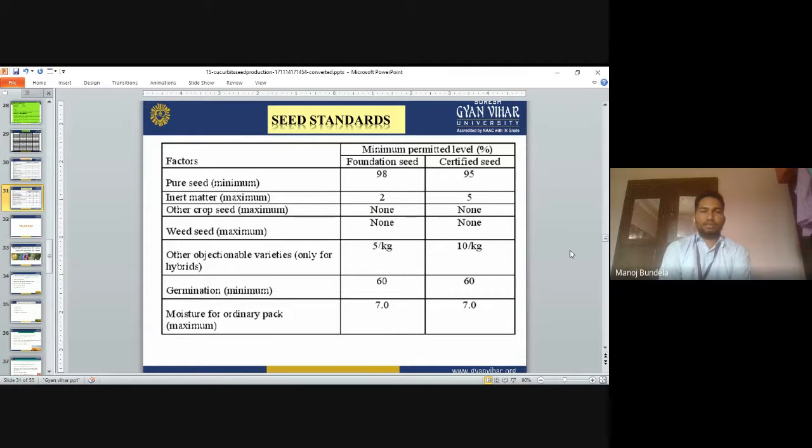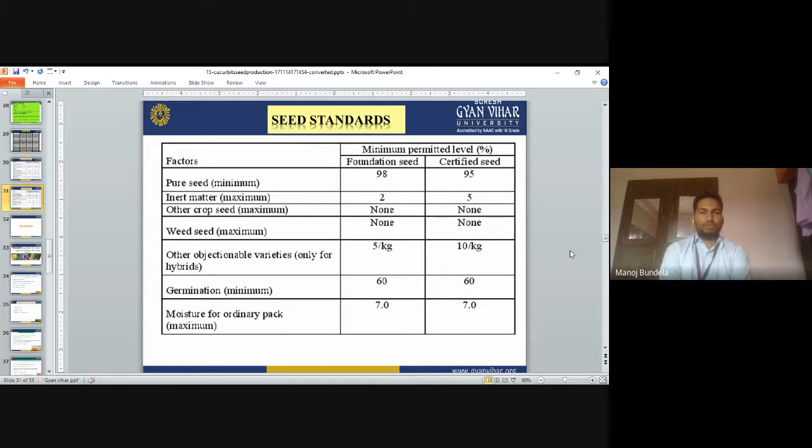Next is seed standards, the minimum permitted level percentage. Pure seeds will be minimum 98% in the case of foundation seeds, and in certified seeds the pure seed percentage is 95%. Inert matter: maximum 5% inert matter will be there in certified seeds. In foundation seed only 2% inert matter will be there.